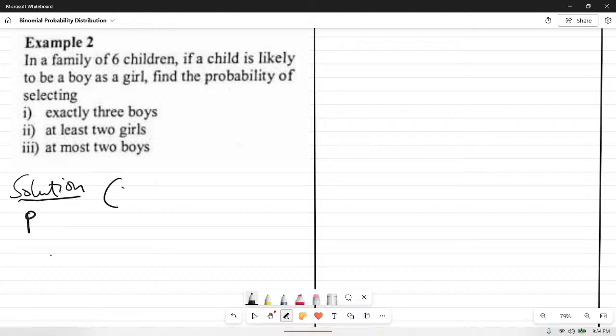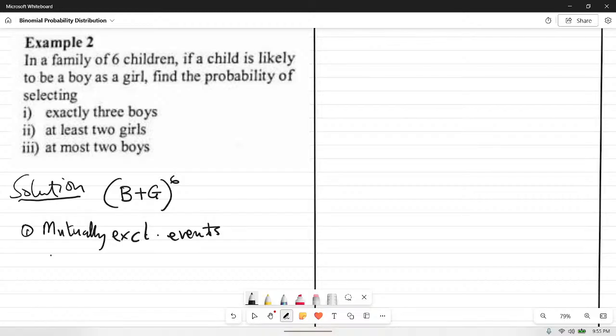Yes. We have boy plus girl, raised to the power 6. Now, what makes this question a binomial probability distribution? One, binomial probability distributions have mutually exclusive events, meaning only 2 possibilities can happen. It's either you are a boy or a girl, success or failure, win or lose, score a penalty or miss a penalty. Only 2 outcomes: hit a target or miss a target.